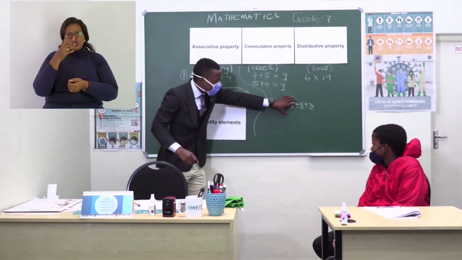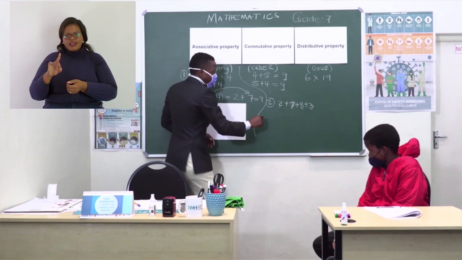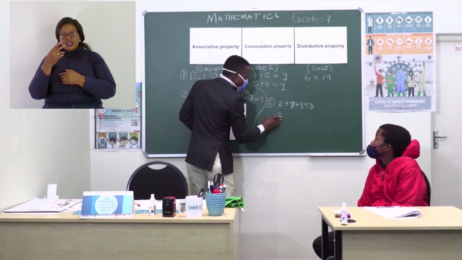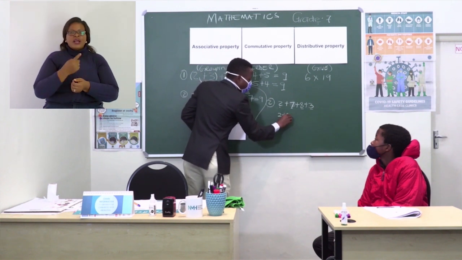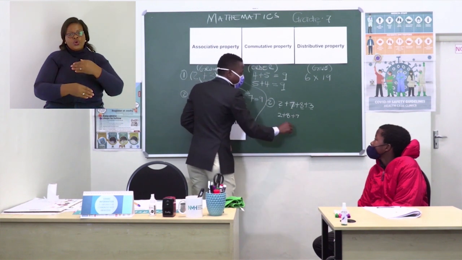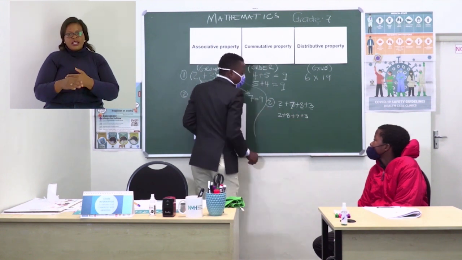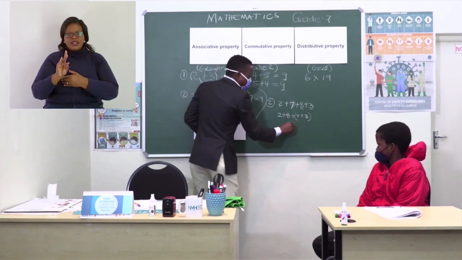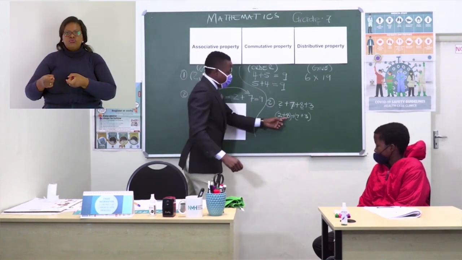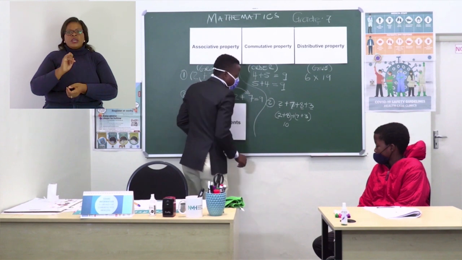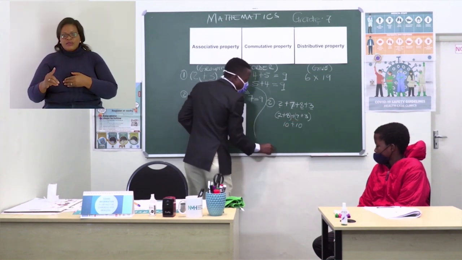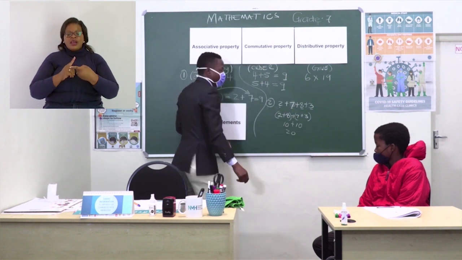So I can change the order of these numbers and start by saying, for example, I can take 2 plus 8 plus 7 plus 3. I can do this. So if I add 2 to 8, I'll get a 10. If I add 7 to 3, I'll get a 10. And my final answer is 20.